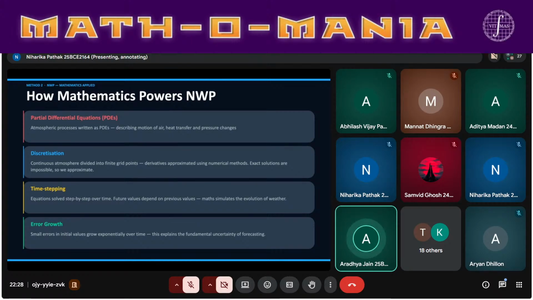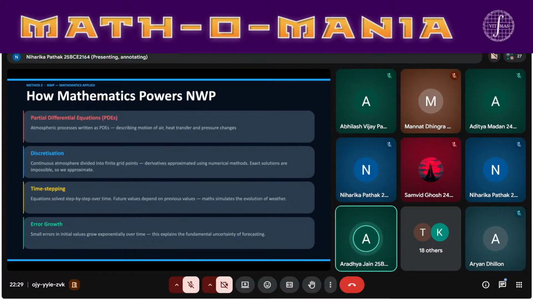So if we don't, which we cannot, obviously, we're still humans, right? If we create even a slightly small error in each grid, those errors will carry along, and the end result will be completely different than expected. This explains the fundamental uncertainty of weather forecasting, and that's why it's so hard to predict.